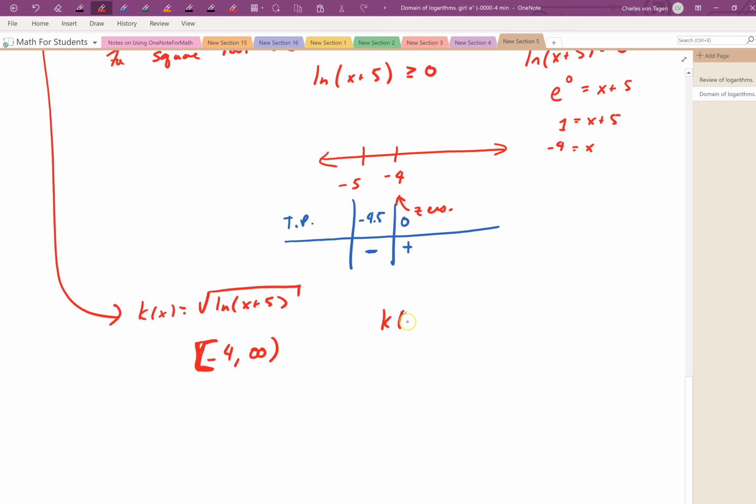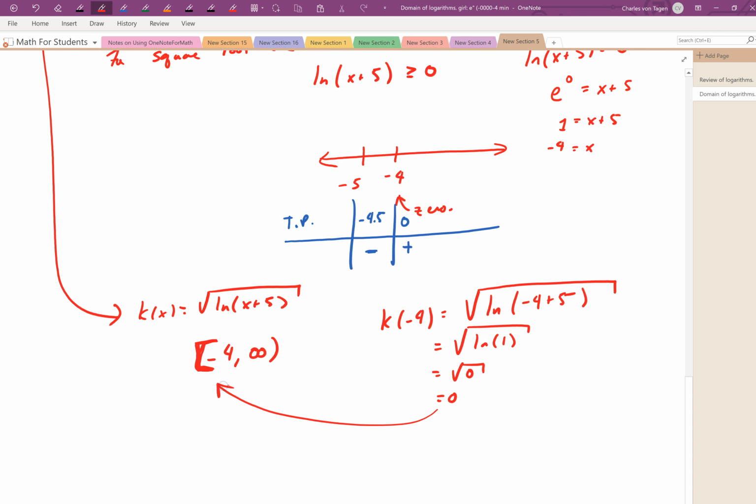You can check that. If we look at k of -4, that would be the square root of the natural log of -4 plus 5, which is equal to the square root of the natural log of 1, which is equal to the square root of 0, and we can indeed take the square root of 0. So that's why this is a closed bracket here. I hope that was helpful. If you have any questions, let me know.